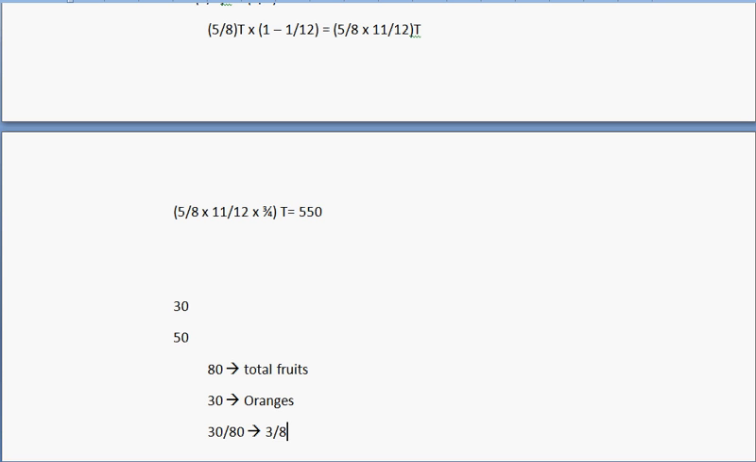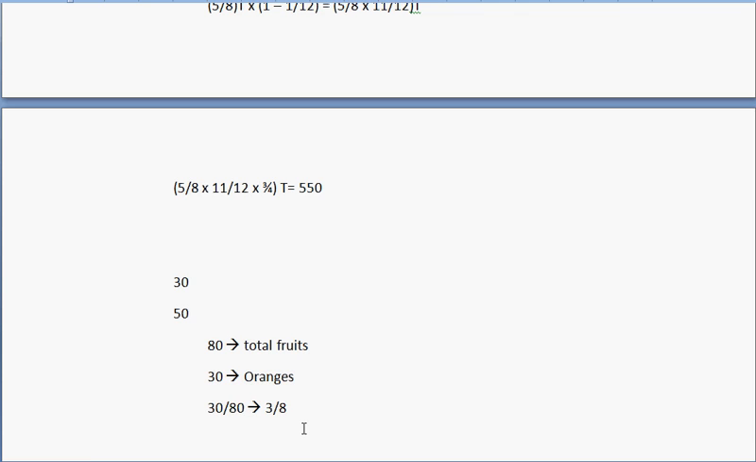So this would make things easier. In this lot, 3/8 would be oranges. This is what we mean by fractions. It means that out of 8 parts, if we take 8 fruits, 3 would be oranges. If we take all the 80 fruits, 30 would be oranges. So this is how fractions are made and used in our exam.